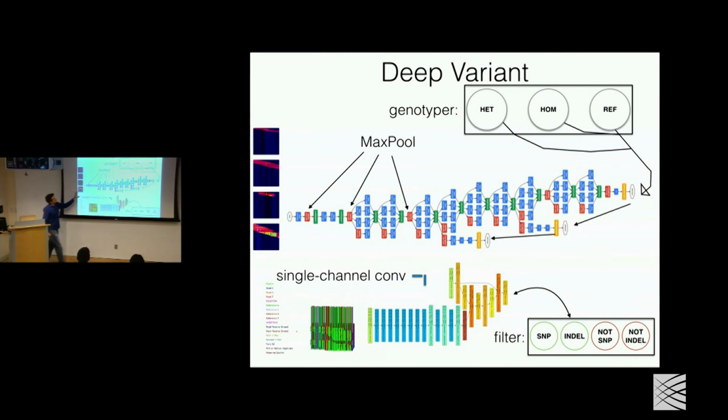Okay. This model, when it was first designed, had 1,000 neurons at the end, which were those labels of images. The DeepVariant paper rips out that last layer and replaces it with a 3-neuron layer that classifies heterozygous, homozygous, or reference, the diploid genotypes.